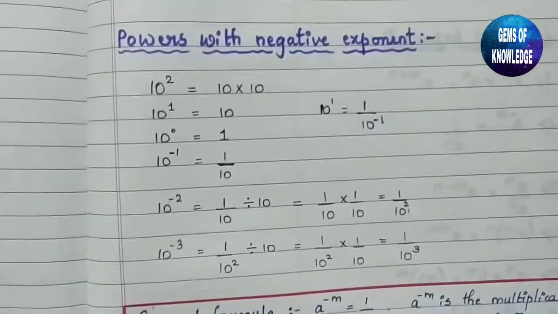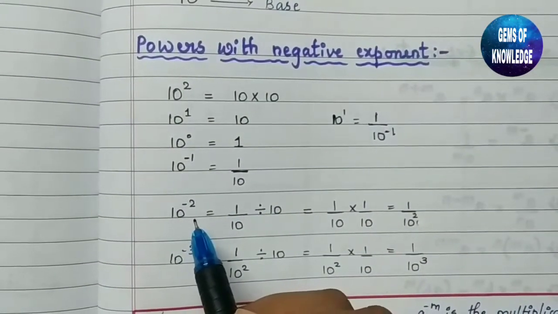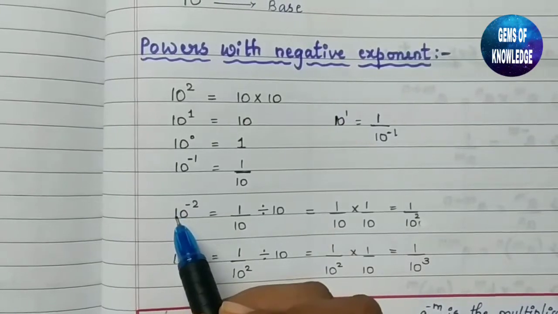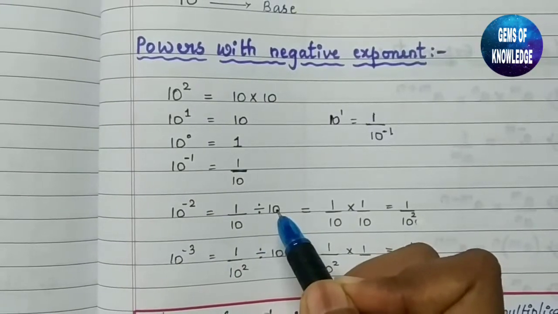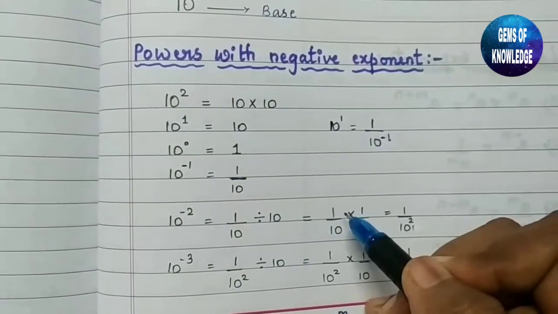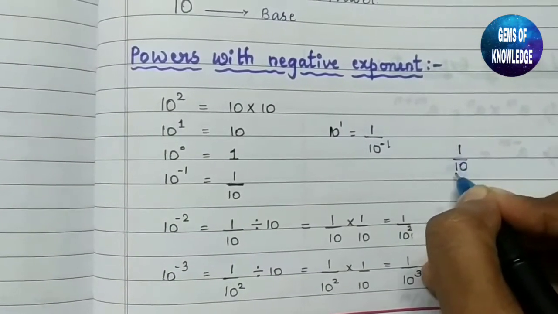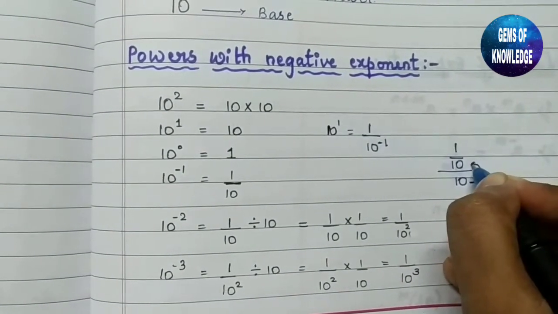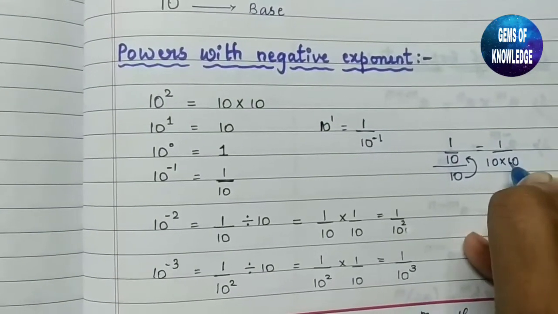Similarly, when we divide this number again, what we are going to get here is 10 to the power of minus 2. You can see the next number is 10 to the power of minus 2, so it can be written as 1 divided by 10 divided by 10. Let me show you how. It will be like this: 1 divided by 10, again divided by 10. What we can do is, this 10 is multiplied to this number, so it will become 1 divided by 10 into 10, correct?